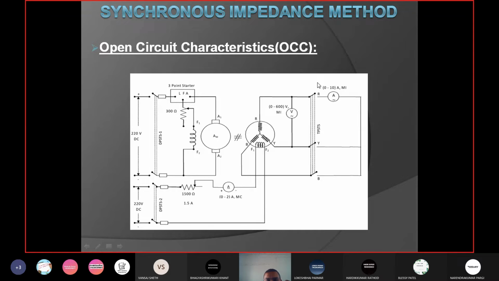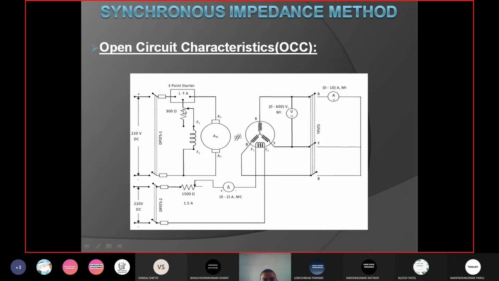To obtain the open circuit characteristics, we have to keep the switch open. This is the TPST switch, and we have to keep it open. Now with the switch open, we switch on the DC supply and, with the help of a 3-point DC shunt starter, run the DC shunt motor.